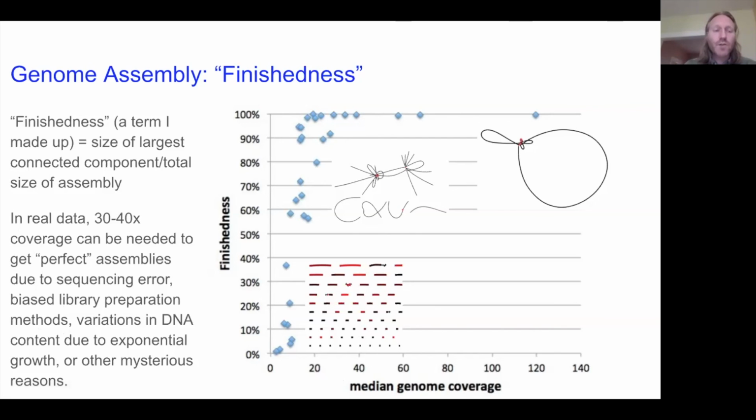And people actually use this to try to predict the growth rates of environmental organisms from metagenomes. And I'm not sure if it works or not. I think people are still trying to figure that out.